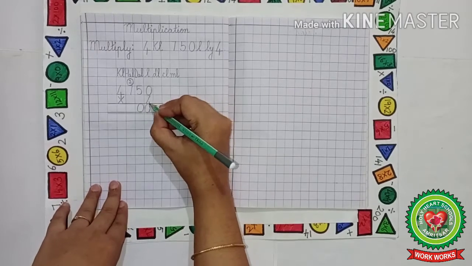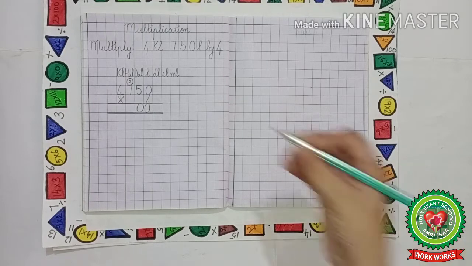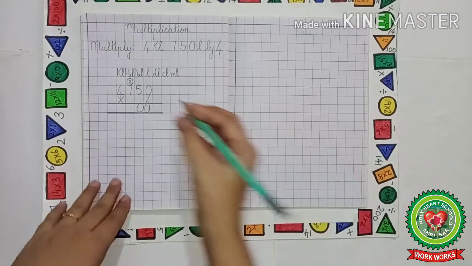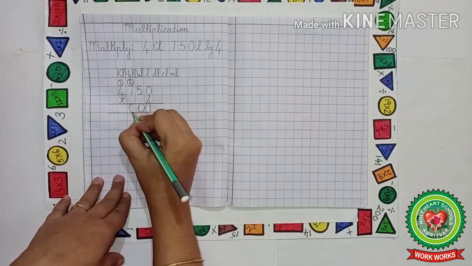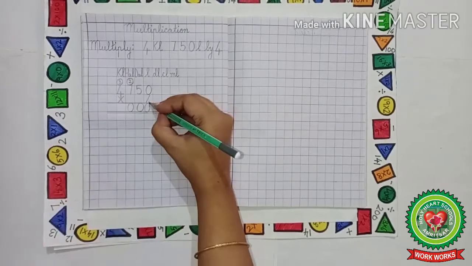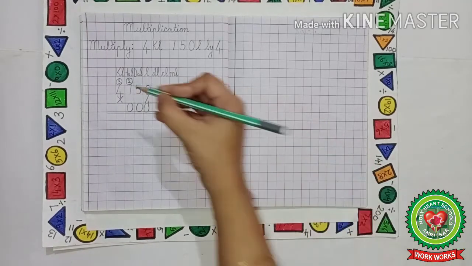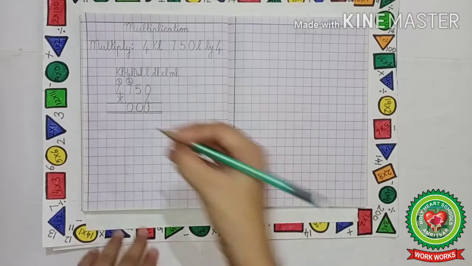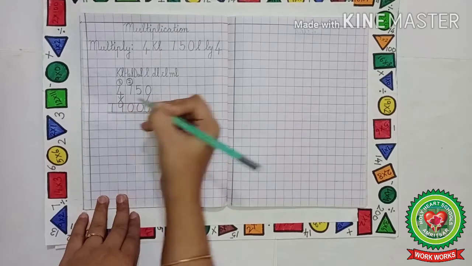Next number 4 sevens are. So 4 sixes are 24. 4 sevens are 28. 28 plus 2 is 29, 30. So again we will write 3 up and 0 down. Next number is 4 fours are. 4 fours are 16. 16 plus 3 is 17, 18, 19. So we will write over here 19.